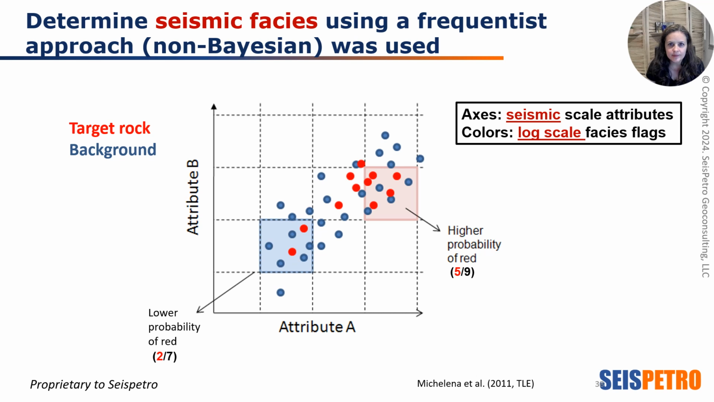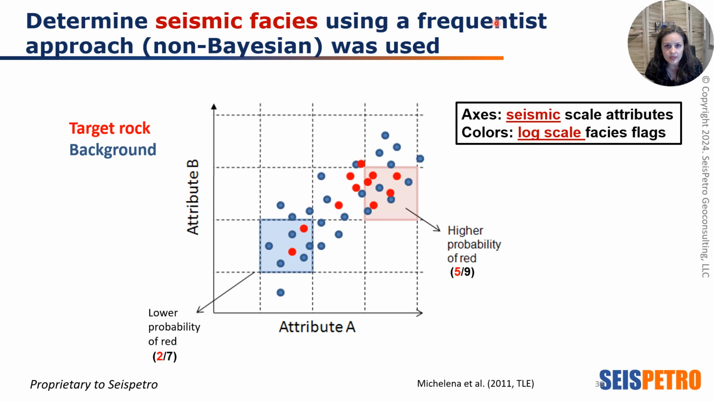With this data, now we can determine the facies using a frequentist approach, which is proprietary for site spectrum. The easiest way to explain the technology is to imagine a cross plot in which the axis data comes from seismic and the colors come from the well data. For example, here we have attribute A in the x-axis and attribute B in the y-axis. And the colors are the facies, which in this case, we have only two. The red is the target rock and the blue is the background.